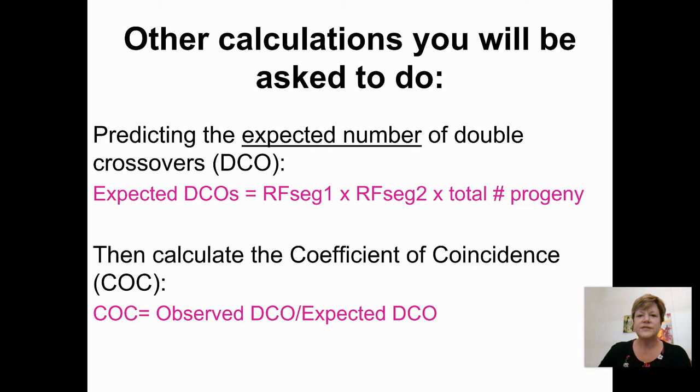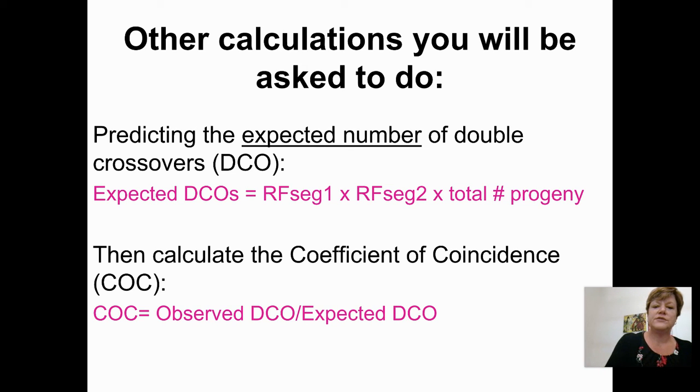Other calculations you'll be asked to do. These are equations you should memorize, I think that is the only way. You're going to have to predict the expected number of double crossovers. So we observed a certain amount of double crossovers in this last problem. We observed 13 and 15, so a total number of 28. And what we're wondering is, based on the map that we came up with, how many double crossovers would we expect based on the size of those segments?